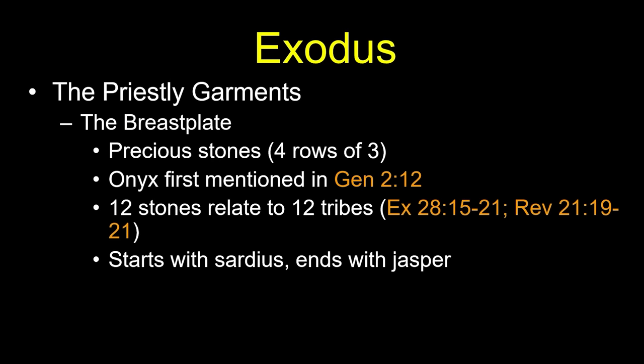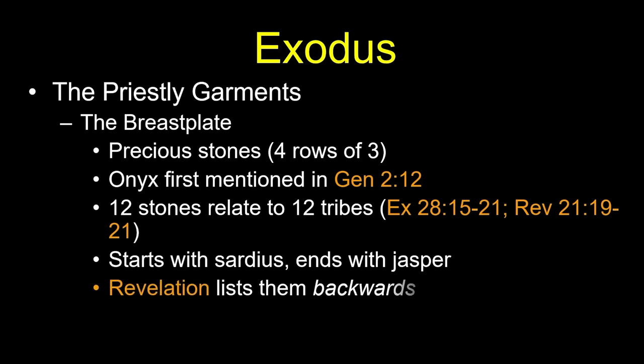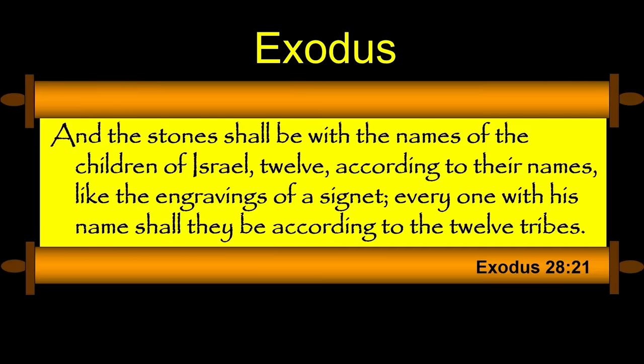Notice it starts with the sardius, ends with the jasper. In the book of Revelation, those two stones are mentioned, but backwards. Some people say it's on either side of the cross. There's all kinds of theories as to why they're expressed that way. The stones shall be with the names of the 12 tribes of Israel, like the engravings of a signet.